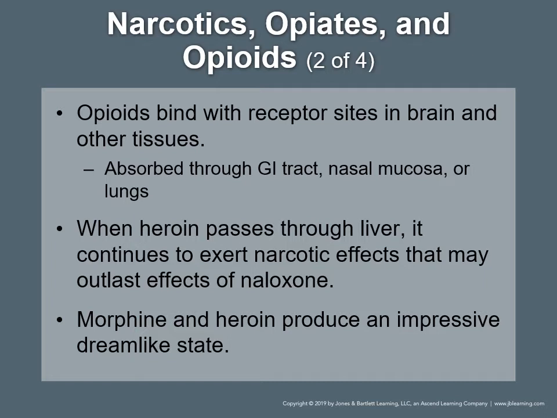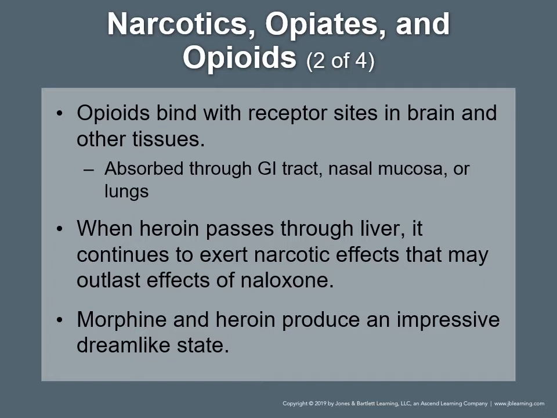Opioids produce their major effects on the central nervous system by binding with receptor sites in the brain and other tissues. Opioids can readily absorb in the GI tract, but can also be absorbed from the nasal mucosa, such as snorting, or from the lungs by smoking. When taken orally, the effects of these drugs are lessened, compared with their effects when given parenterally.